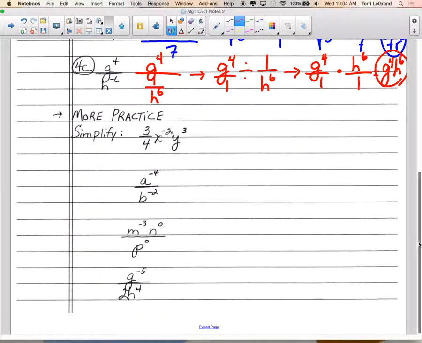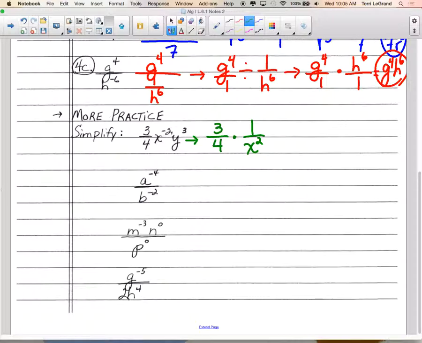Okay, let's start with this first one here. 3/4 x to the negative 2 power y to the third. Does 3/4 need to be renamed, class? No. Leave 3/4 as it is. No reason to rename it. Only rename the pieces that need to be to help you simplify. How about x to the negative 2 power? Does it need to be renamed? Yes. We need to rename it as? 1 over x to the second.